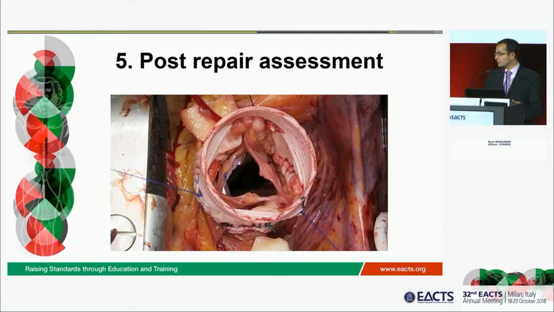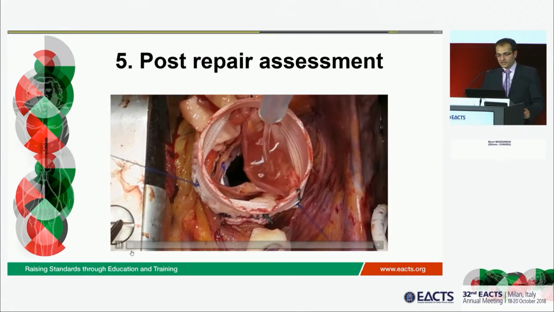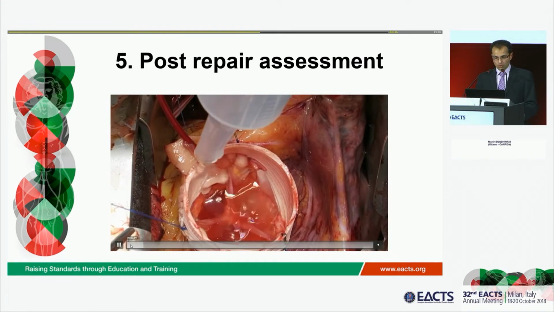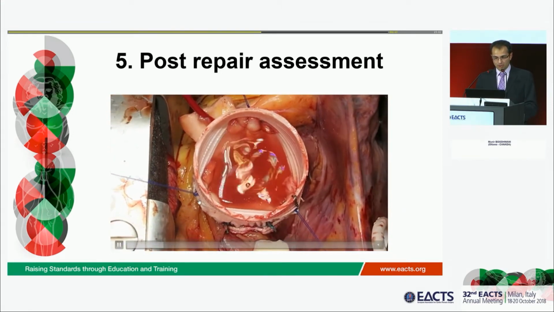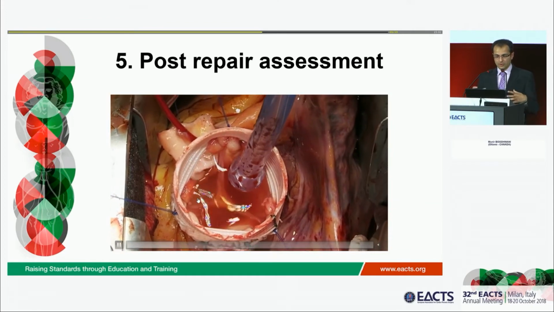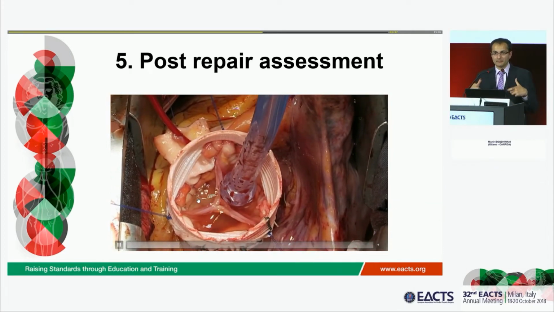I'll talk briefly about post-repair assessment. Post-repair assessment is largely an anatomic assessment. It's not a physiologic assessment. We first look at anatomy by getting the cusps to coapt with axial tension on our commissural sutures to distend or try to mimic a distended aortic root.